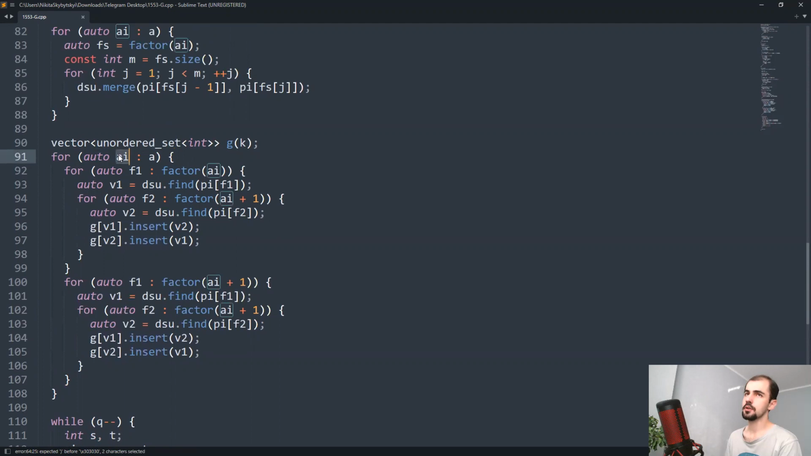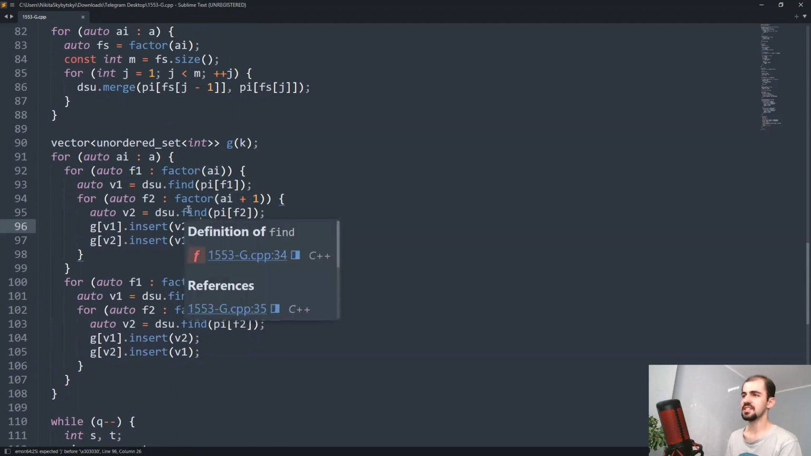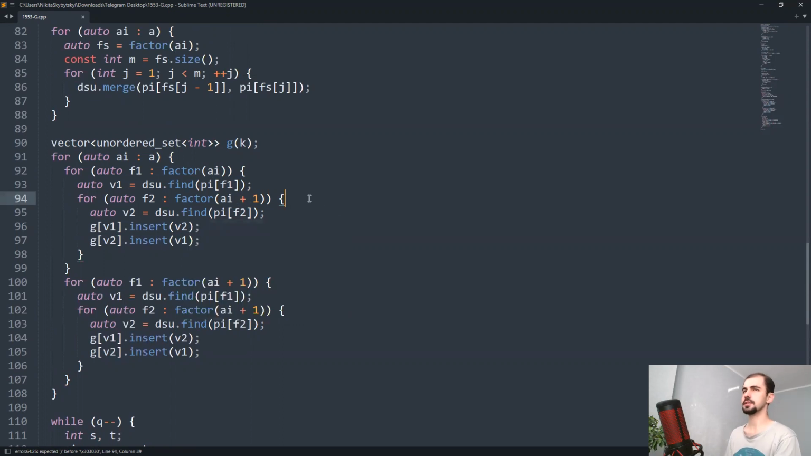So what we do is, for all A_i, we want to connect all factors of A_i with all factors of A_i plus 1. And notice that here we can't use the same chaining technique, I believe, because it's important that all edges have a weight of 1. So connecting two edges of weight 1 does not give you an edge of weight 1, it gives you an edge of weight 2. So you can't just change everything to such chains. And then we also connect all factors of A_i plus 1.